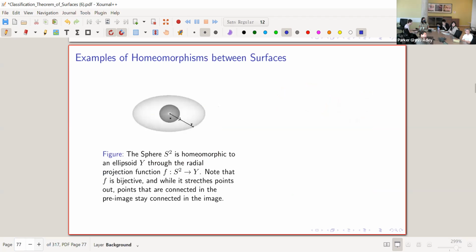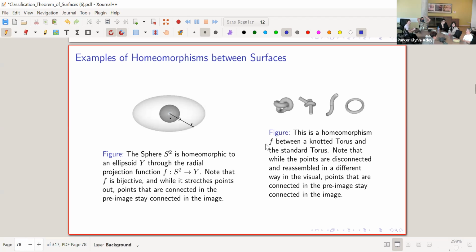So here's another example. The sphere, which we went over, is homeomorphic to an ellipsoid, and you can map it to an ellipsoid using the radial projection function. And if you see, this doesn't really change any part of the intrinsic topology. All the points are stretched out, but we haven't changed the way they're connected. They're still connected in the same way. And notice also it's a bijective function too, which you could verify if you were to construct an explicit radial projection mapping.